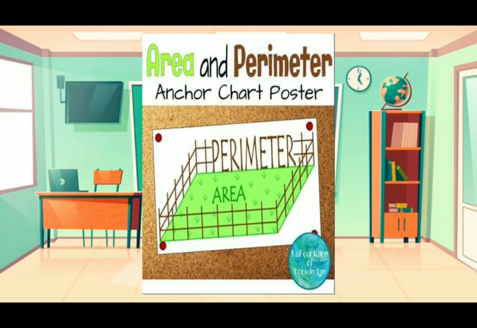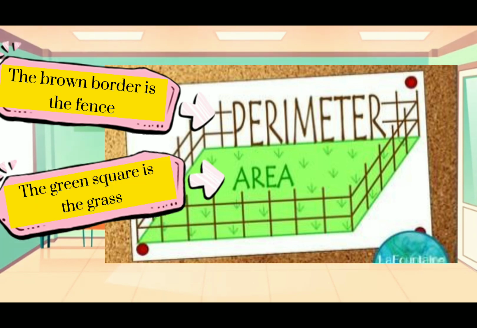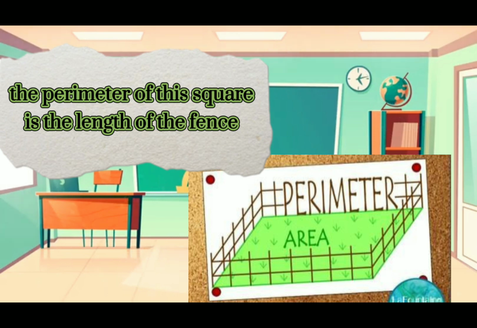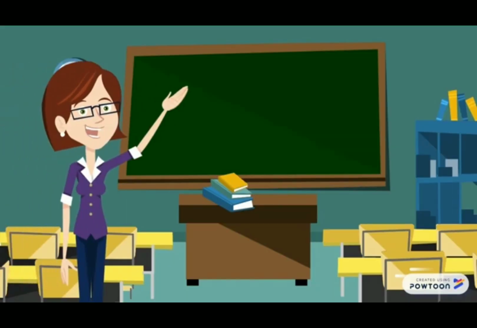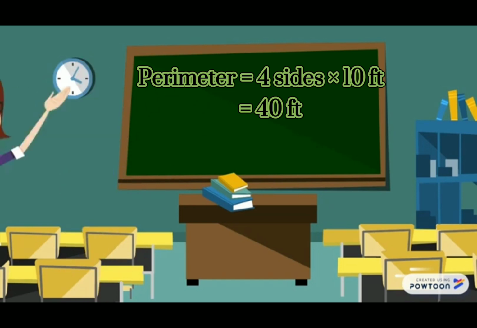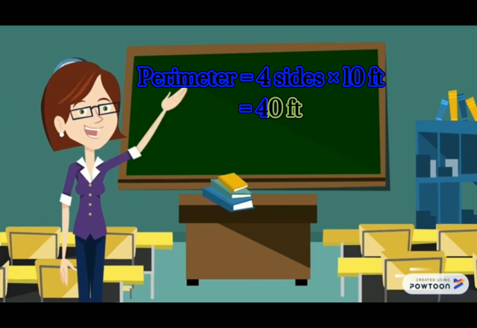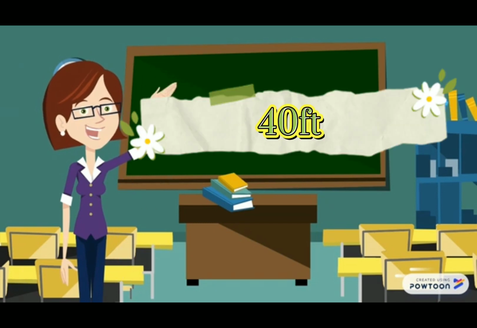For example, this is the graph of a square yard. The brown border is a fence, while the green square is the grass. The perimeter of this square is the length of the fence. The area of this square is the amount of grass. Let's say, for example, the side of the square yard measures 10 feet. So if there are 4 sides, we need to multiply 4 by 10 in order to get the total perimeter of the square yard. 4 times 10 is equal to 40. Therefore, the total perimeter of the square yard is 40 feet.